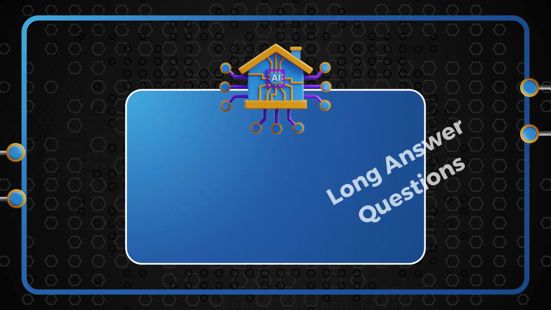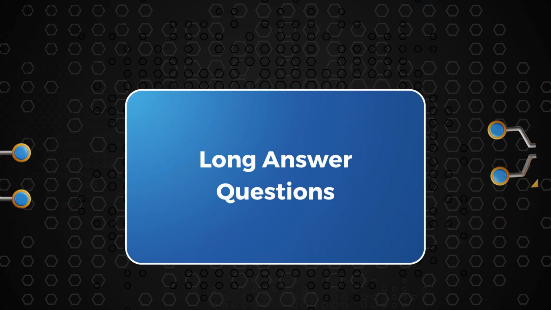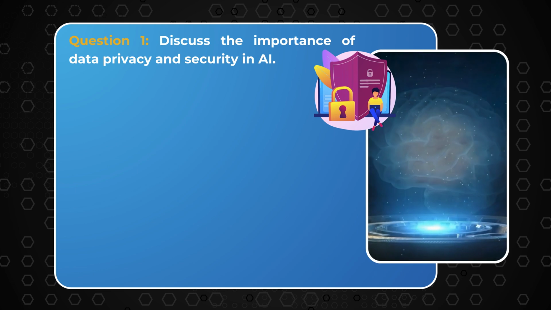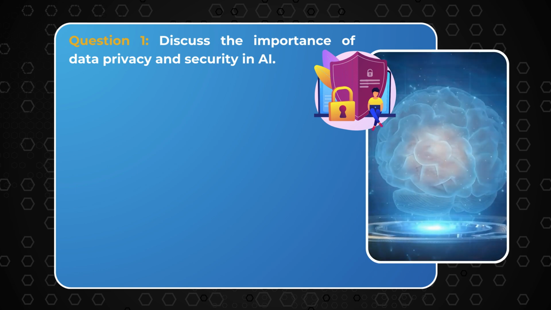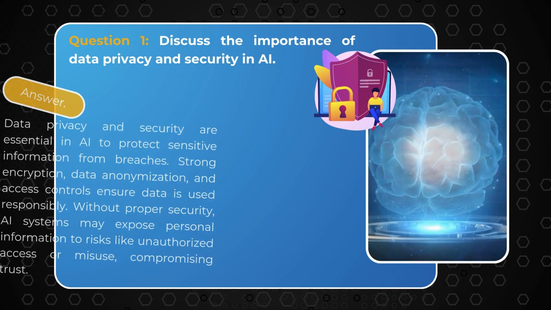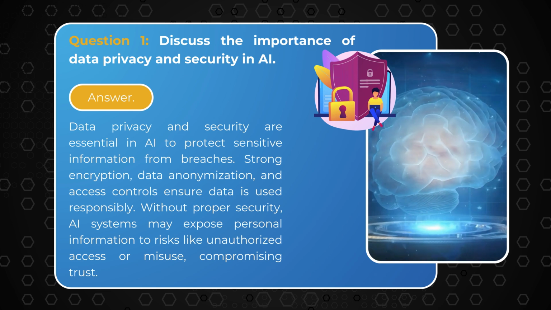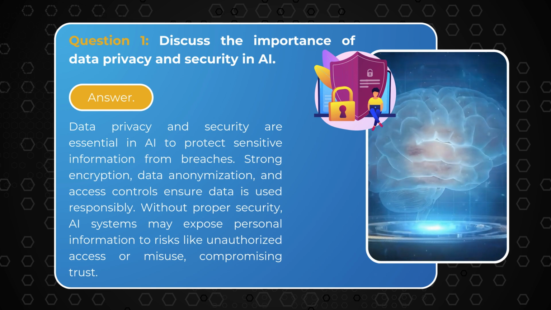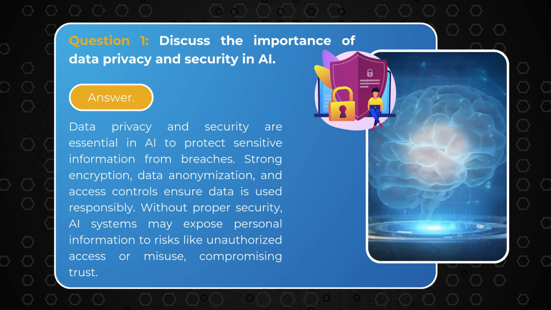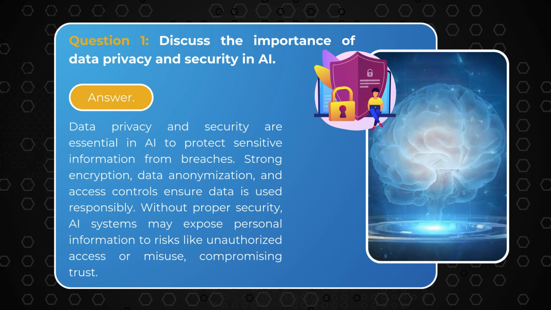Now let's dive deeper to learn long answer type questions. Question 1. Discuss the importance of data privacy and security in AI. Answer. Data privacy and security are essential in AI to protect sensitive information from breaches.